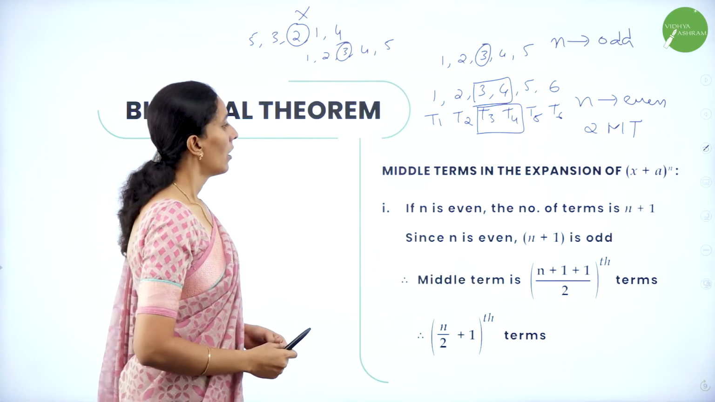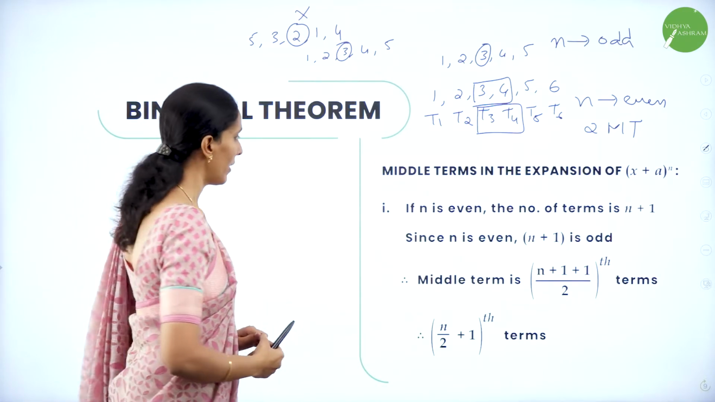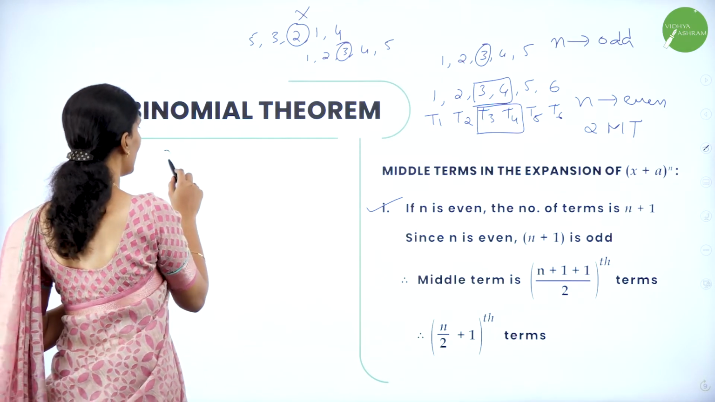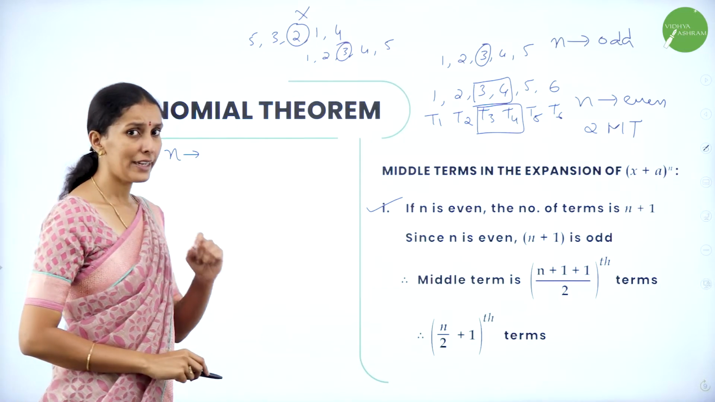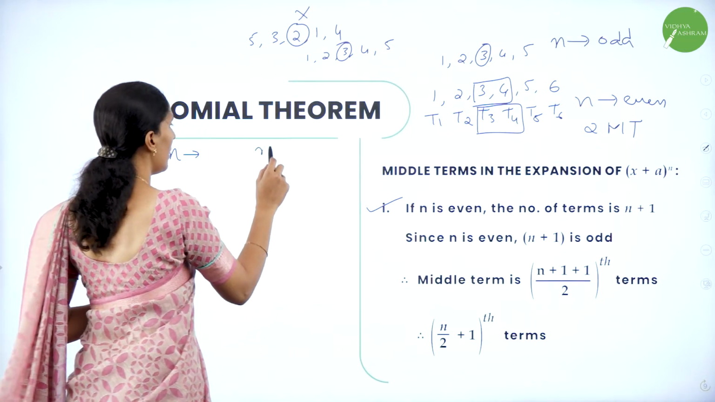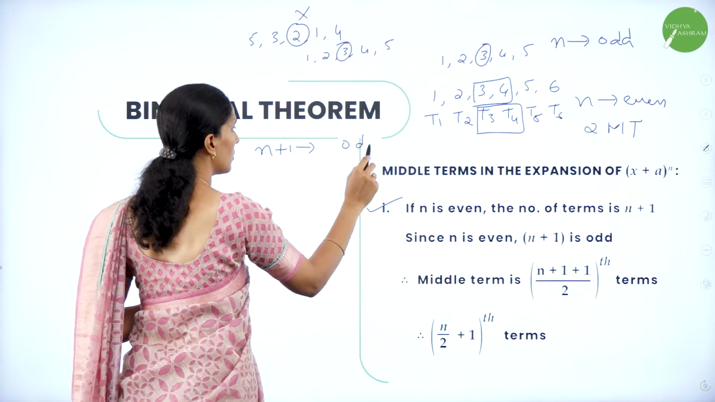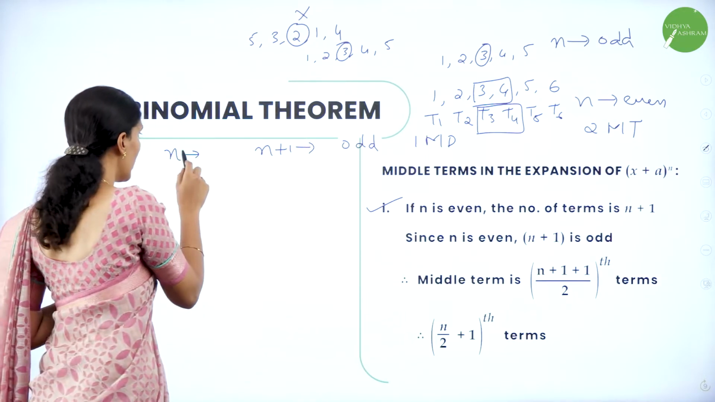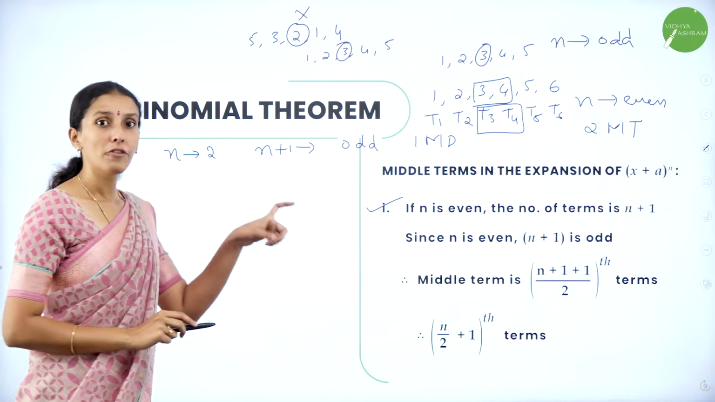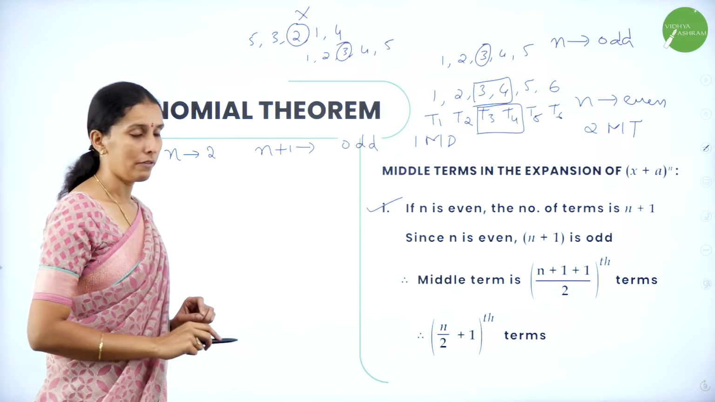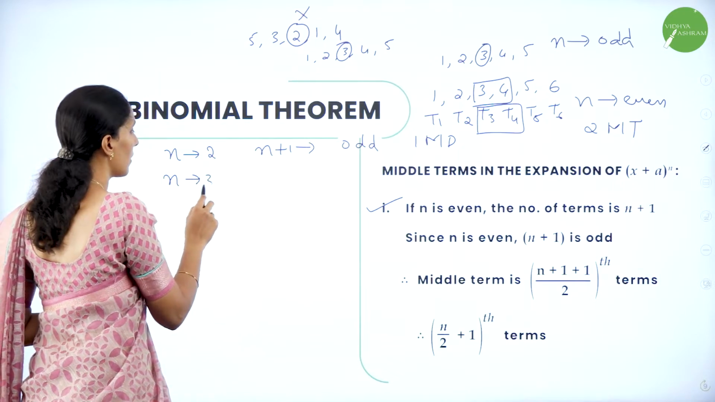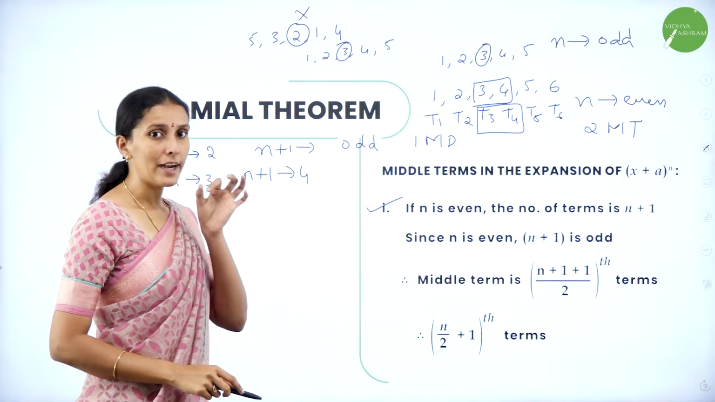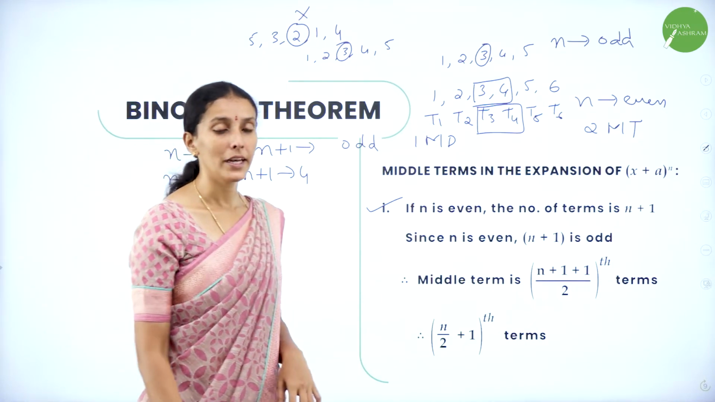So this is how the middle term is found in the expansion of (x plus a) whole power n. If n is even, the number of terms is n plus 1. Remember, if the index n is even, then n plus 1 is odd, so it contains only one middle term. Because if your index is 2, then the number of terms is 3, so the second term is the middle one. If your index is 3, then your number of terms is 4, so the middle terms are both the second one and the third one. So that is what the explanation says here.